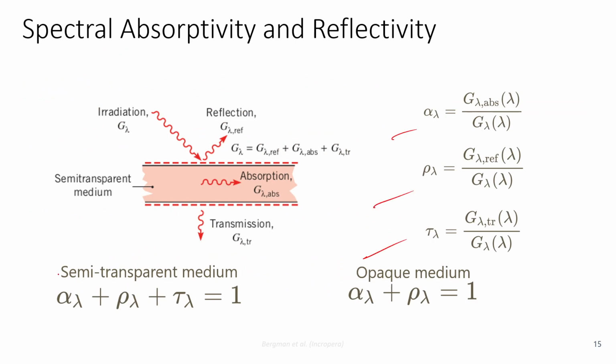And then for a semi-transparent medium, we can write this equation, and for an opaque medium, alpha plus rho, that is absorptivity plus reflectivity, will be equal to 1. And in case of a semi-transparent medium, we will also have this transmittivity.